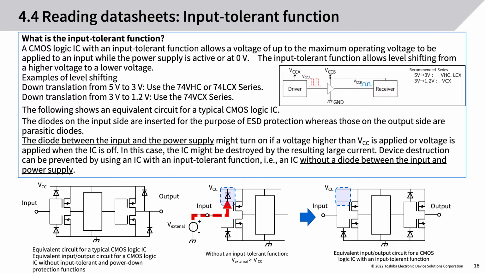The following shows an equivalent circuit for a typical CMOS logic IC. The diodes on the input side are inserted for the purpose of ESD protection, whereas those on the output side are parasitic diodes. The diode between the input and the power supply might turn on if a voltage higher than VCC is applied or voltage is applied when the IC is off. In this case, the IC might be destroyed by the resulting large current. Device destruction can be prevented by using an IC with an input tolerant function, i.e., an IC without a diode between the input and power supply.